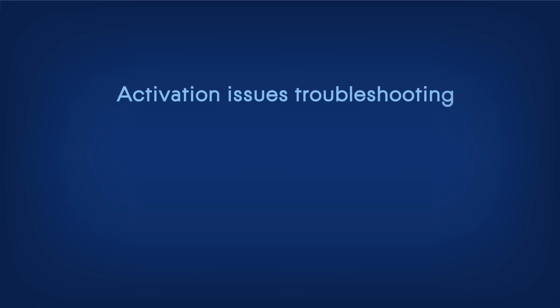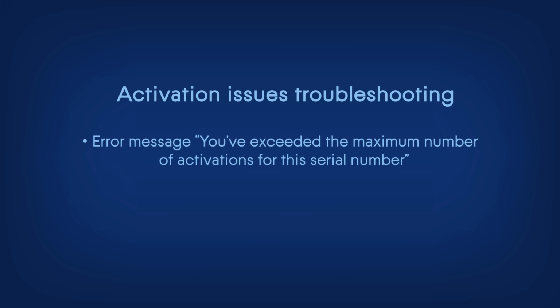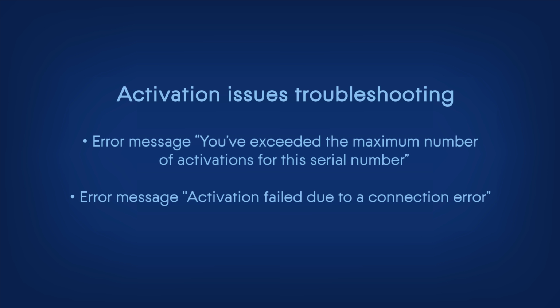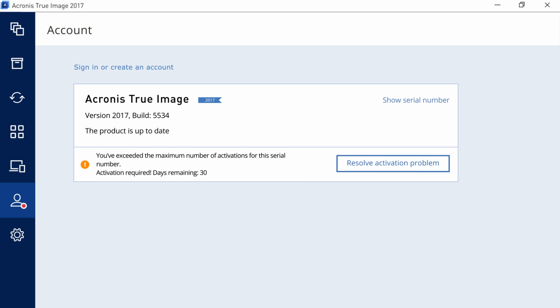Activation issues troubleshooting. Error message, "You've exceeded the maximum number of activations for this serial number." Error message, "Activation failed due to a connection error." The "You've exceeded the maximum number of activations for this serial number" error message means that you've activated Acronis True Image 2017 on more machines than your license allows: 1, 3, or 5 PCs. Also, you might get this message after an OS reinstallation or hardware upgrade, because in this case, Acronis True Image 2017 sees your computer as a new one.